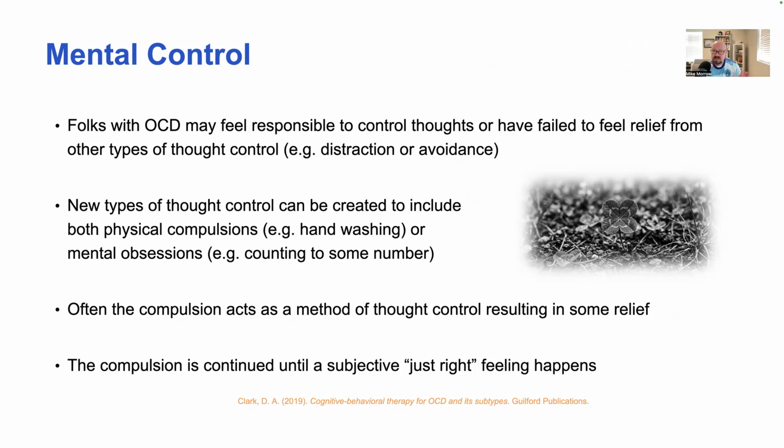What seems to be true with folks who experience OCD is that the distraction, avoidance, and other types of behaviors that the general population engages in tend to be less successful for folks with this diagnosis. So new types of thought control can be created to include both physical compulsions like hand washing or mental compulsions like counting some number internally, right?